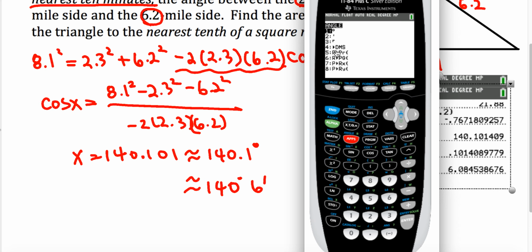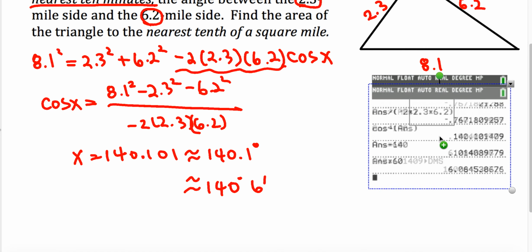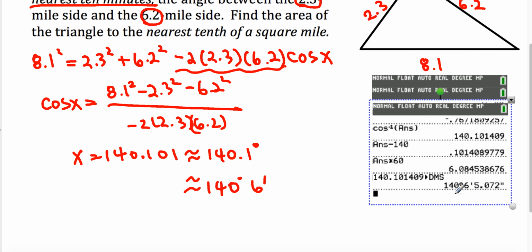You see DMS, that's degrees, minutes, and seconds. So if you go over here and press that, that means what they want you to do is convert this one into degrees, minutes, and seconds. You see it does it automatically for you. Here we get 140 degrees and 6 minutes, exactly what we ended up getting. So that was our answer.